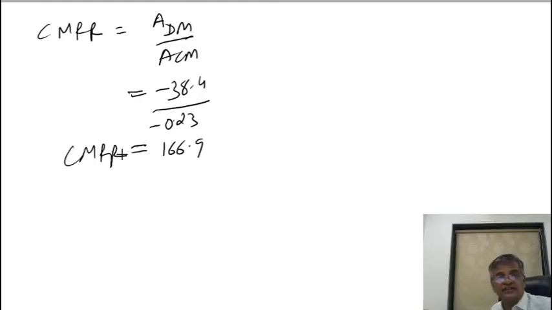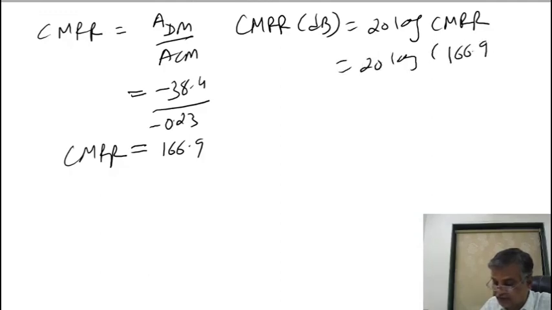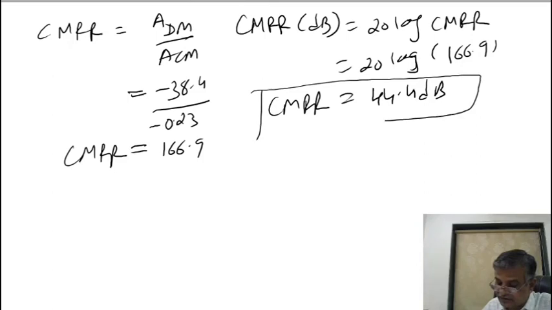Suppose somebody asks you to find the CMRR in dB. CMRR in dB is nothing but 20 log CMRR. So 20 log 166.9. You know how to see the log. You can calculate this value as 44.4 dB. Remember this, you have to do the calculation yourself. You might get a somewhat different calculation because some high digits we have neglected. So your rough calculation is done already.